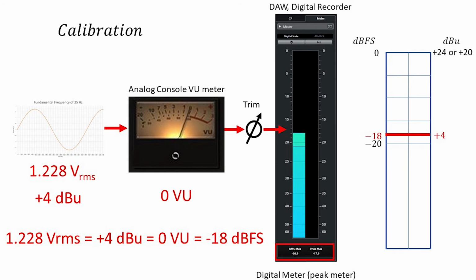Now from all this, it just boils down to, let's say, 1.228 volt RMS or +4 dBu equals 0 VU equals -18 dBFS. But it was a calibration. You could set 0 VU and everything on the left could equal -12 or -22. It was just really how you adjusted things.